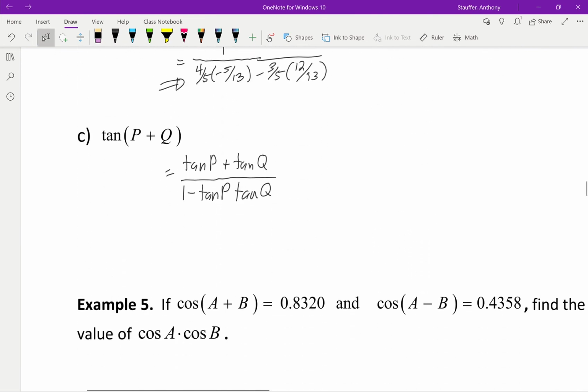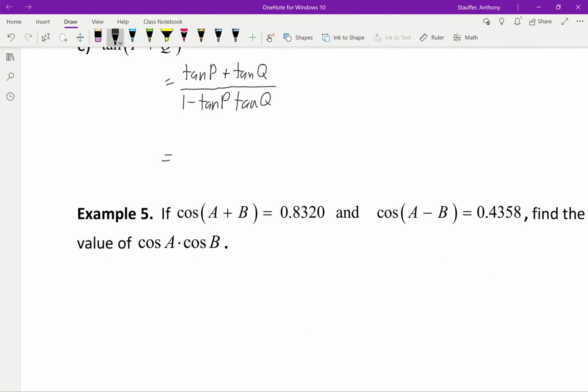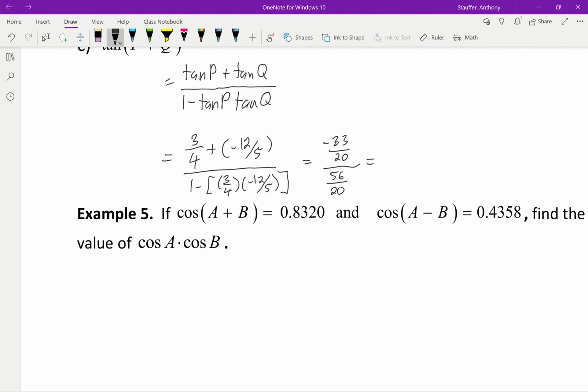We're going to jump down, and then here, what I'm going to get is 3 over 4 plus negative 12 over 5, all over 1 minus 3 over 4, all multiplied by that negative 12 over 5 again. And then punching this all through, doing everything nice, what we'll end up with is negative 33 over 20, all over 56 over 20, and then having the fraction over the fraction.